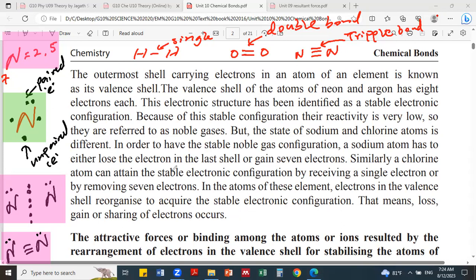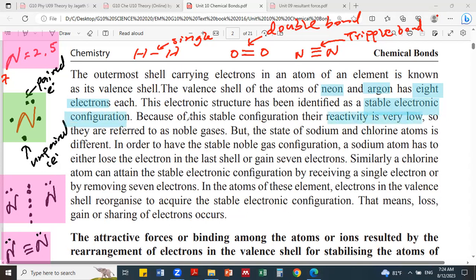So can you see here, when the outermost shell is filled, then they don't form chemical bonds anymore. They have given a paragraph in the textbook here. Helium, neon, argon: atoms of neon and argon have 8 electrons, so they have a stable electronic configuration. Because of that, their reactivity is very low.